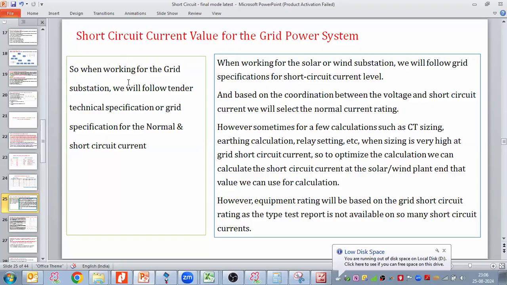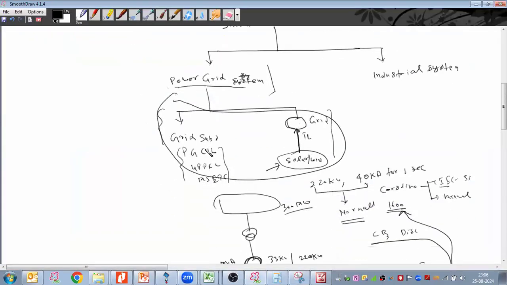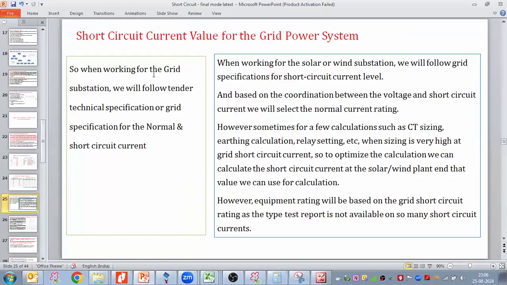When working for grid substations, such as Power Grid, PGCIL, UPPCL, MSETCL, any state utility grid substations, we will follow the tender technical specifications and grid specifications for both the normal and short circuit current ratings. Now, coming to solar and wind substations. We will follow the grid specification for the short circuit current level, statement number 1. Based on the coordination between the voltage and short circuit current, we will select the normal current rating, statement number 2.